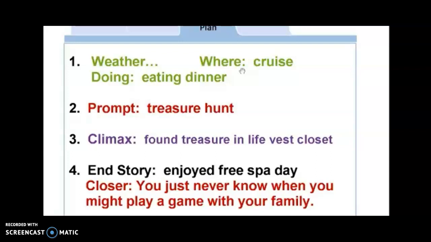You may now put your pencil down and listen to my essay. I'm going to start off by eating dinner. I go on a treasure hunt. My family finds the treasure in the life vest closet, and we win a spa day.